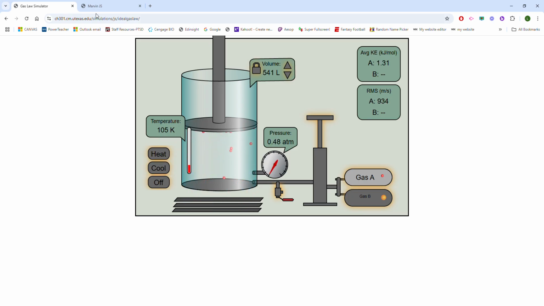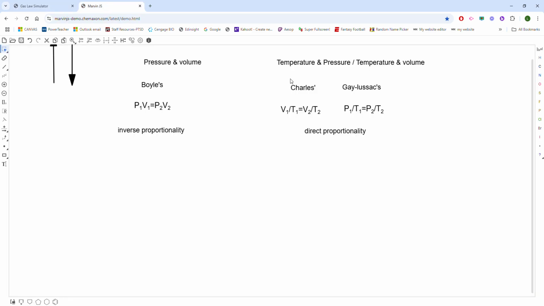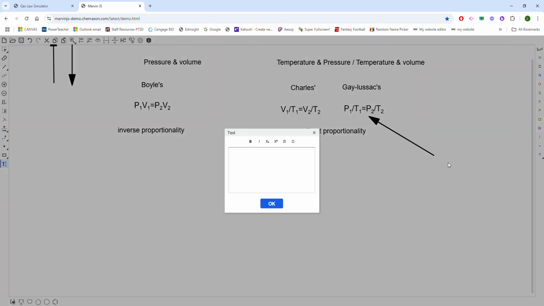You would still see the same type of relationship, except the only difference between Gay-Lussac's and Charles' law is that we have substituted volume for pressure. Gay-Lussac's law is more applicable in a sealed container. That's going to be the major distinguishing characteristic here. It is more applicable for sealed gases.